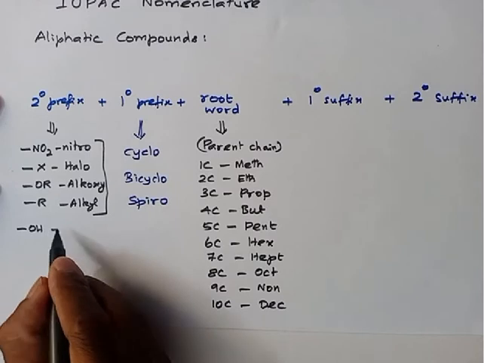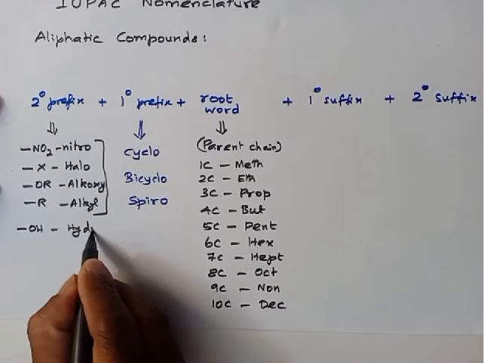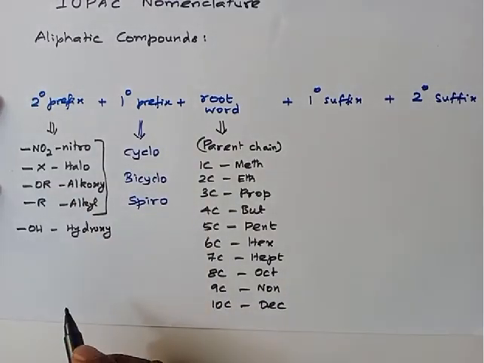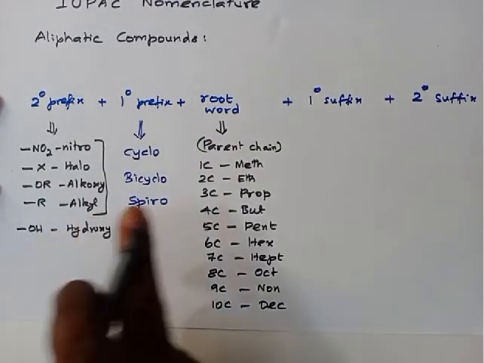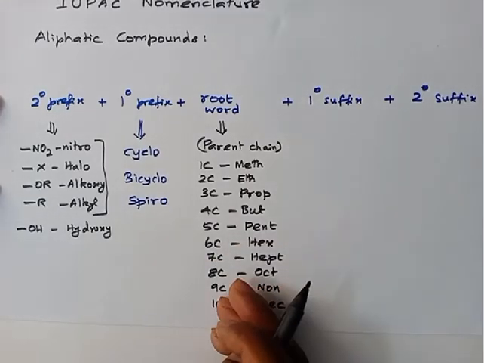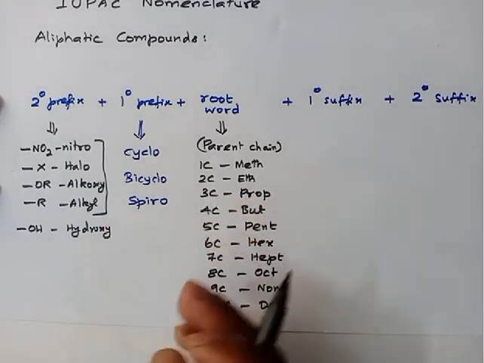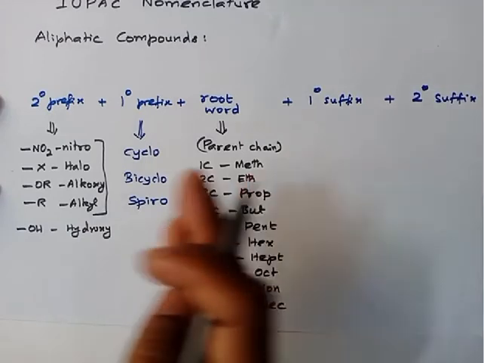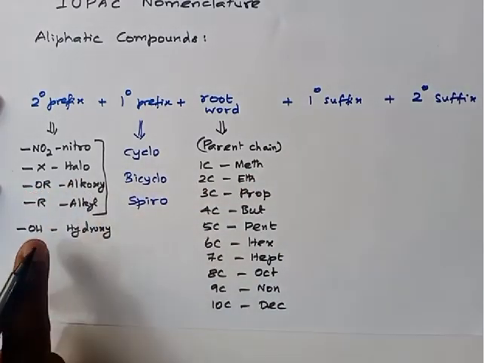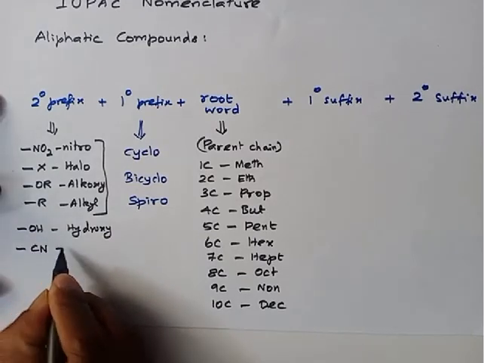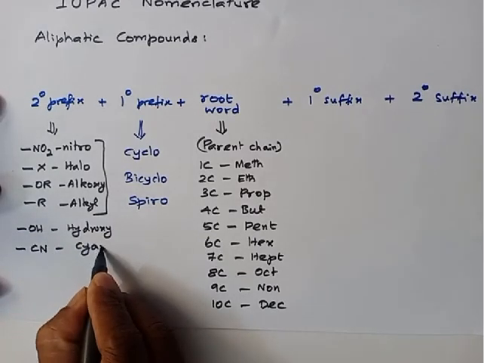The OH group is actually called hydroxy in the secondary prefix, whereas the same OH group, if it comes in the secondary suffix, we call it ol: methanol, ethanol, like that. That is the functional group name. If the functional group is treated as a substituent, then we use the term hydroxy. Similarly, the CN group is called cyano.